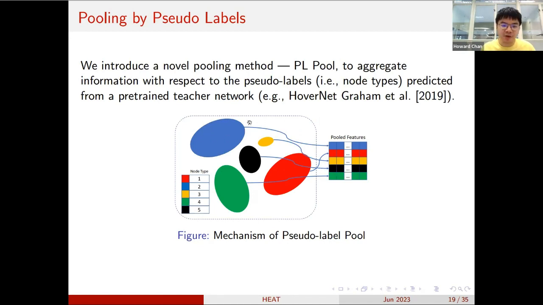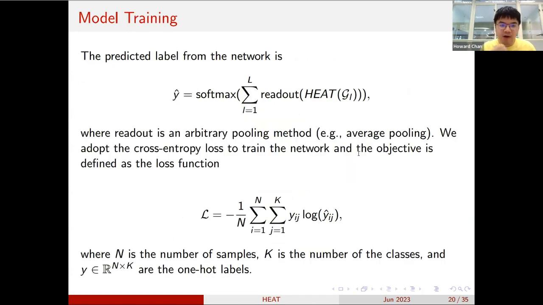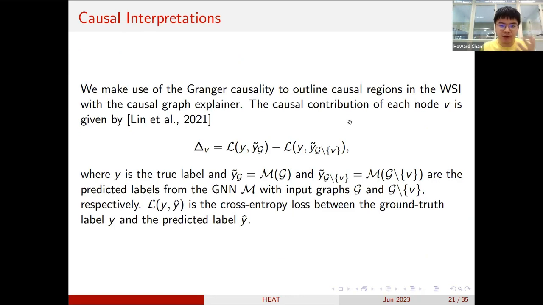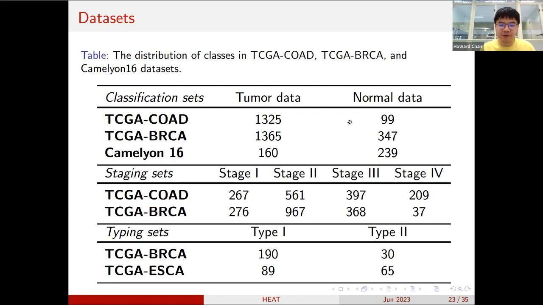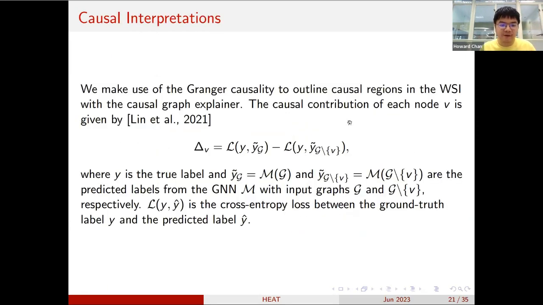Basically each node is assigned to a cluster according to its node type. And then by pooling all the node features within the cluster, we can get the pooled feature of each cluster. By taking the mean or sum of these pooled features, we can get the final graph-level representation. We use cross entropy to train the model, and we also use granular causality to visualize which nodes are important to the final prediction.